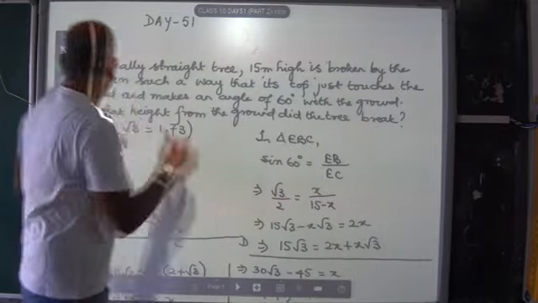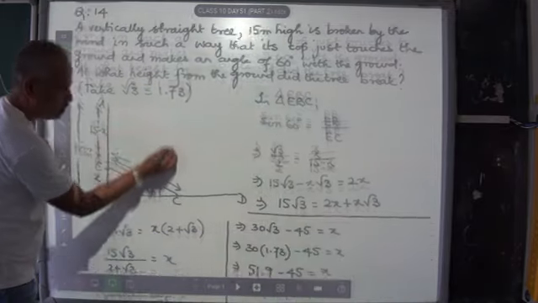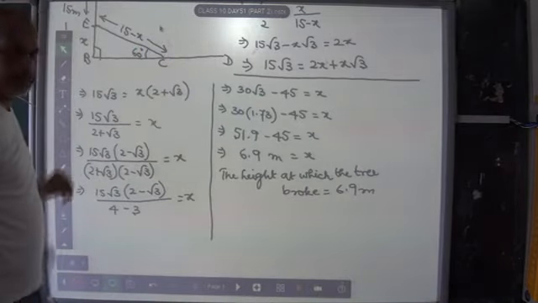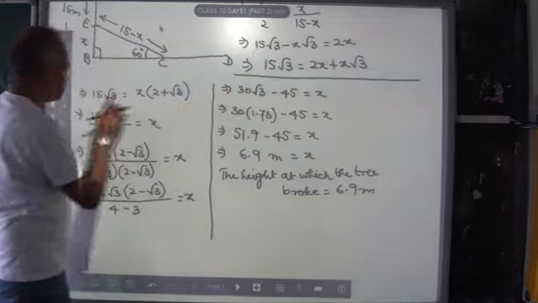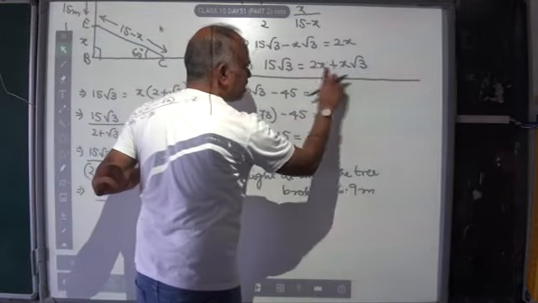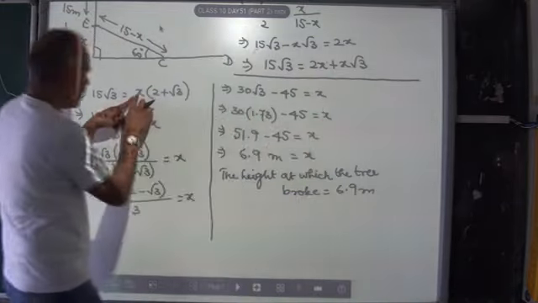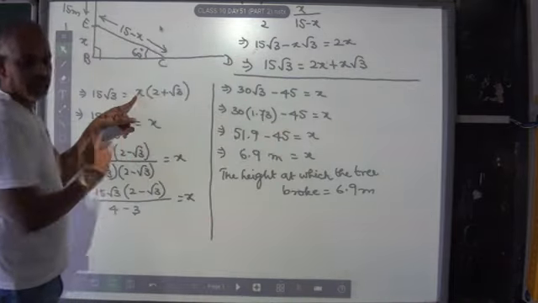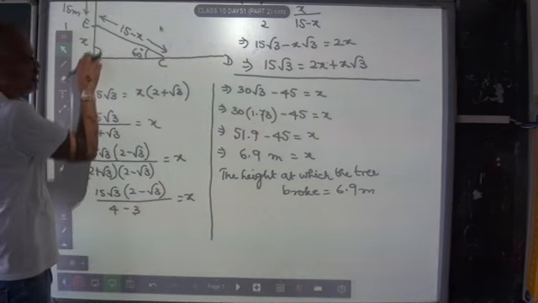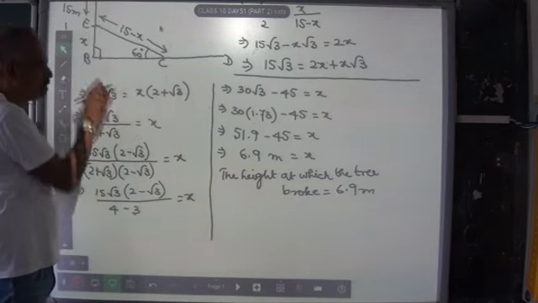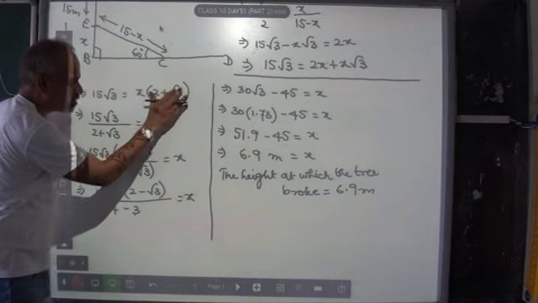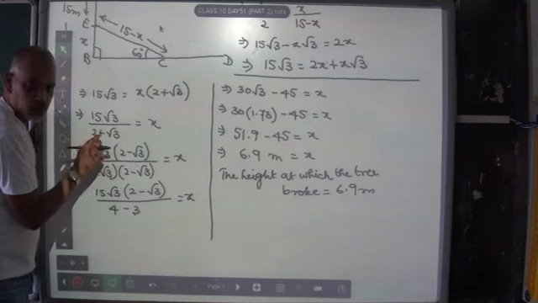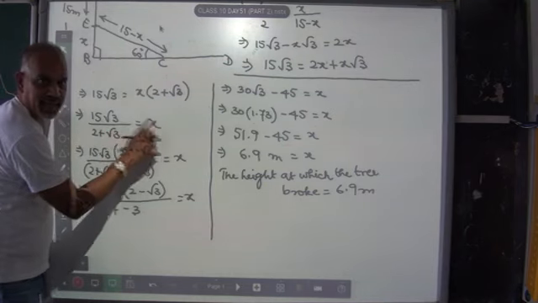Now, our calculation continues here. Next step, 15 root 3 is equal to, if you look at this, there is an x which is common. So that x I have removed, so whatever is left is 2 plus root 3. You're going to find x, that is this height at which the tree broke. Okay. So x should be equal to, this comes to the left side. So 15 root 3 divided by 2 plus root 3 is equal to x.